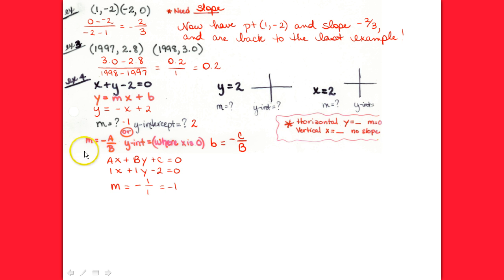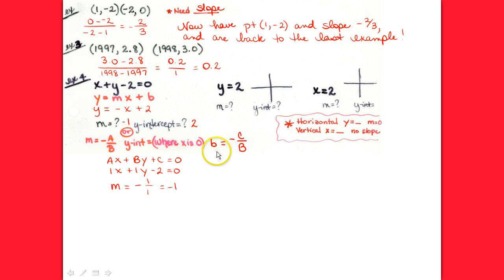If slope is the opposite of a over b, I literally could look at that equation in standard form, not need to switch it to slope-intercept form, and be able to say, okay, the opposite of a over b. A was 1, b was 1, my slope is -1. And that's the same thing as what we got up here.